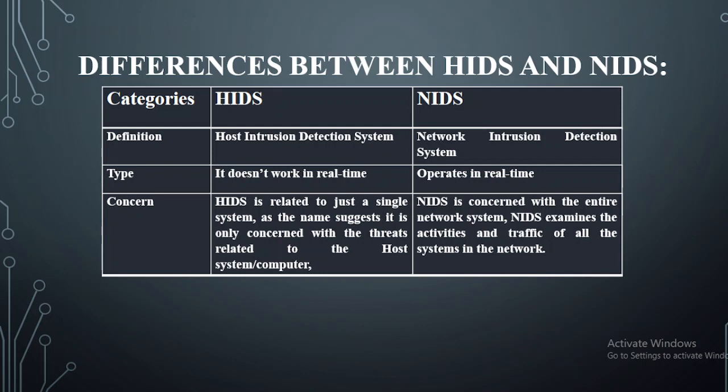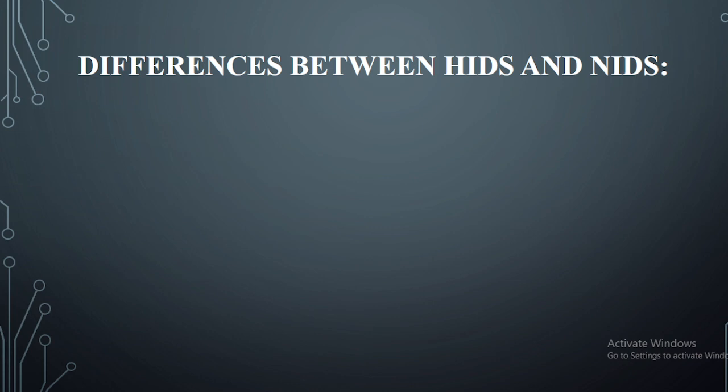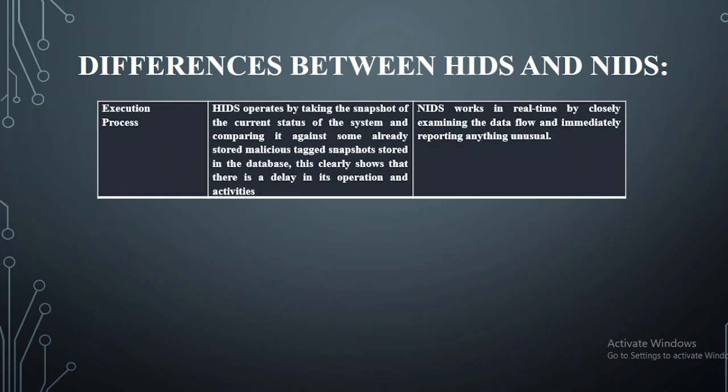Then let us look at NIDS. It's concerned about the entire network. It looks at the network in its entirety. NIDS examine the activities and traffic of all the systems in the network. Installation point. HIDS can be installed on each and every computer, whereas NIDS, being concerned with the network, is installed at places like routers and servers, as these are the main intersection points in the network system, so that it can monitor the entire system.